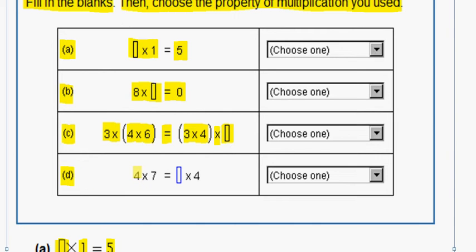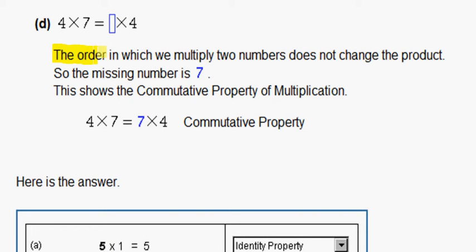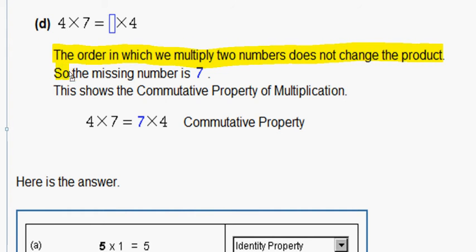Finally, let's look at D. We have 4 times 7 equals blank times 4. Remember, the order in which we multiply two numbers does not change the product. So the missing number is 7, because on the left side we have 4 times 7, on the right side we have blank times 4. So we're missing 7 on the right side.